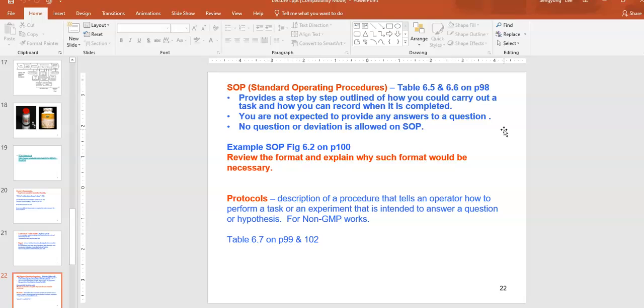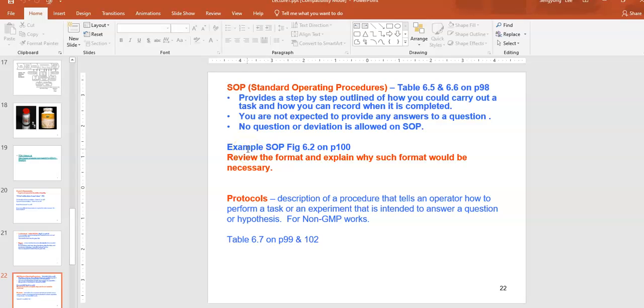Okay, so the SOP is so clear that there will be no questions asked. By reading the SOP, you should be able to carry out the task. That is the level of detail that is required. Okay, no question or deviation is allowed in SOP. You just need to strictly follow that instruction. Okay.